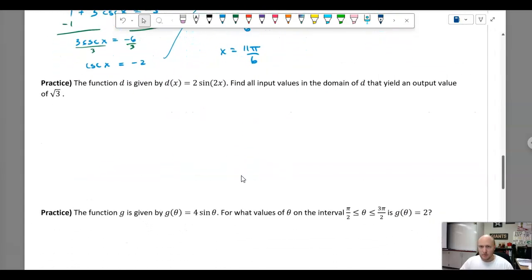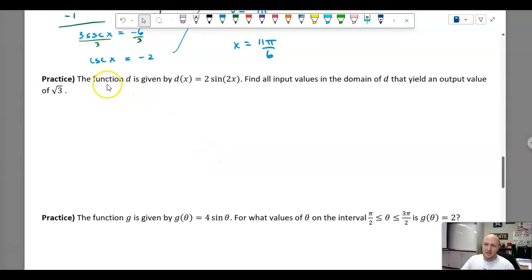Okay, practice problem number 2 here. Please pause me. I want you to solve this problem. It says the function d is given by d of x equals 2 sine of 2x. Find all input values in the domain of d that yield an output value of square root of 3. So go ahead, pause me, and I'll show you the solution to this one.